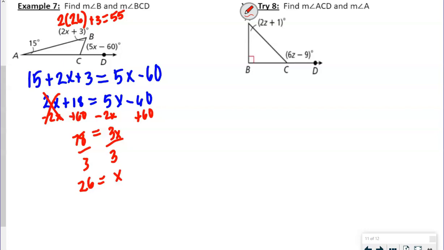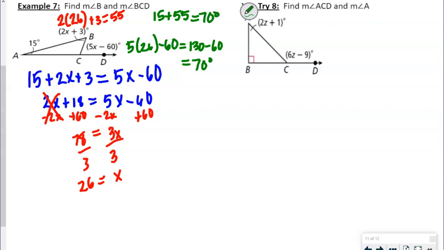So let's do this one now. Let's see. If 5 times 26 minus 60, so 5 times 26 is 130. So that's 130 minus 60. So guess what that is? Exactly what we thought it would be, 70 degrees, okay? So again, the way we can check this is 15 plus 55 equals 70, right? Which is what that exterior angle equals, okay?